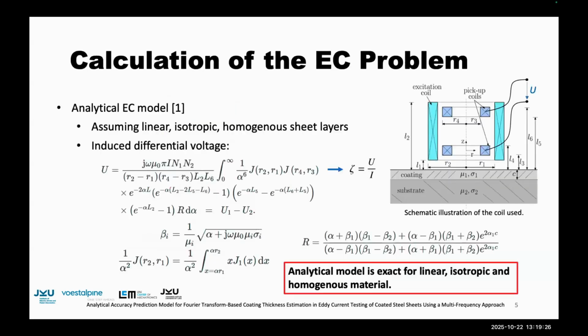In my work, I'm using a current coil consisting of three coils: one external excitation coil and two internal pickup coils. They are wound in opposite directions, and the induced voltage U is measured. There's an analytical model of this application, well known in literature, and it assumes linear, isotropic, and homogeneous material behavior. The coating is assumed to be diamagnetic, so the permeability mu1 is 1. Furthermore, the coating conductivity, the coating thickness C, the substrate permeability mu2, and the substrate conductivity sigma 2 are important parameters.